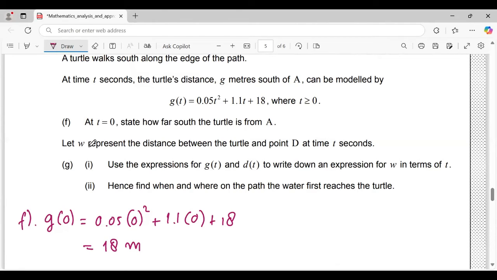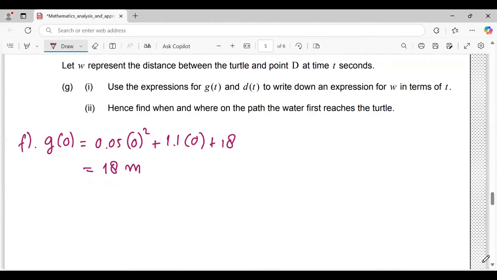Direction to south, or downwards. Let W represent the distance between the turtle and point D at time t seconds. Use the expressions for gt and dt to write down an expression for W in terms of t. So W equals gt minus dt.